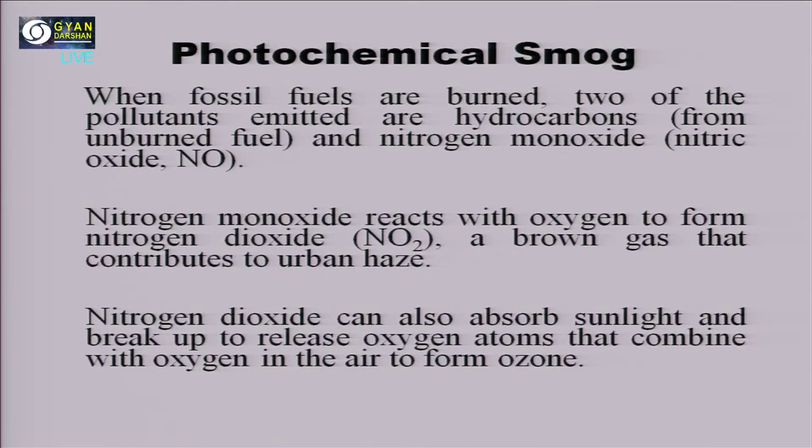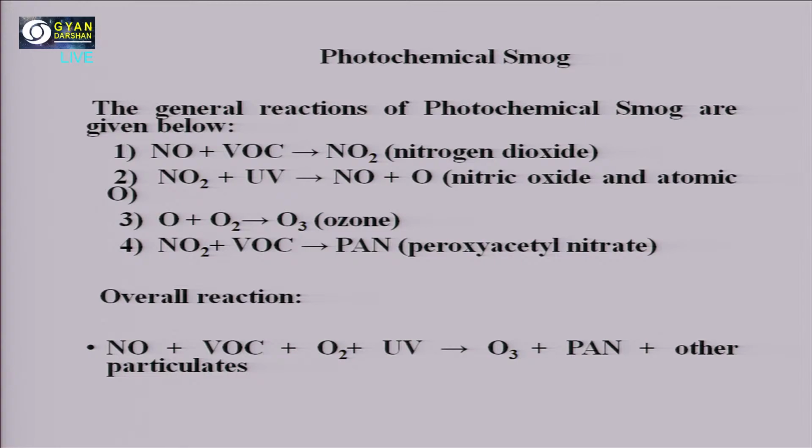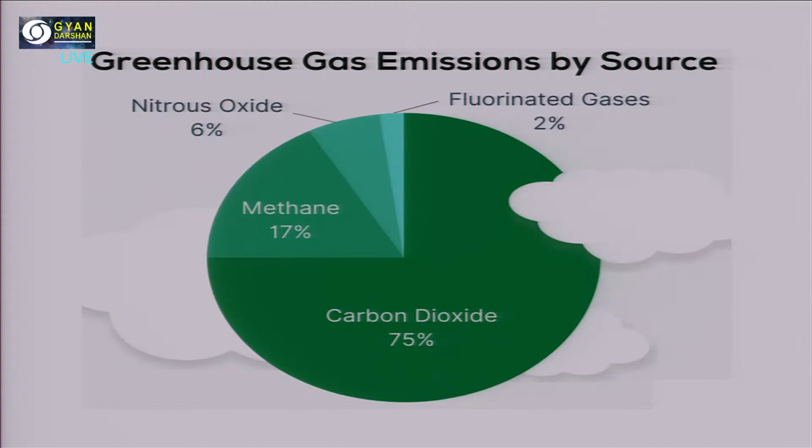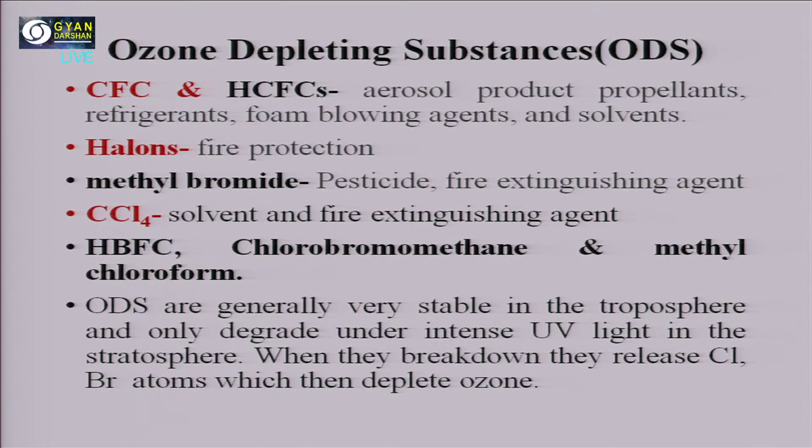Once all these chemicals are accumulated, the consequence is photochemical smog, which we have discussed, and the chemical reactions I have given for photochemical smog are the same reactions we discussed previously. The only new thing here is peroxyacetyl nitrate. If you look at greenhouse gas emissions by source, methane is 17%, nitrous oxide is 6%, fluorinated gases are 2%, and the majority is carbon dioxide. Considering the ozone depleting substances we have already discussed, chlorofluorocarbons or hydrochlorofluorocarbons are emitted from aerosol products, halons are from fire protection agents, methyl bromide is from pesticides as well as fire extinguishing agents, carbon tetrachloride is a solvent, and there are also brominated hydrocarbons.